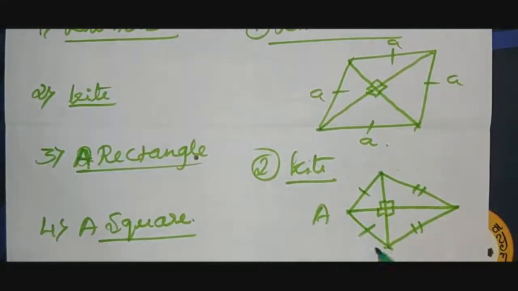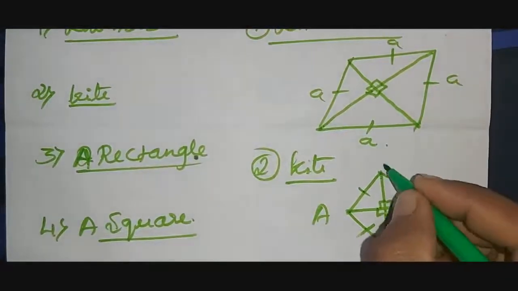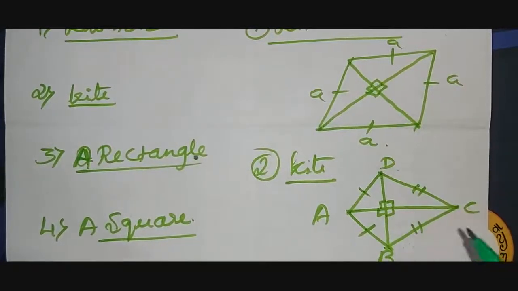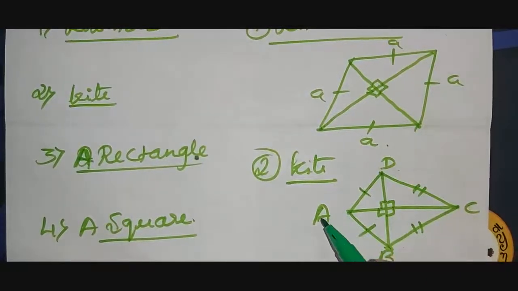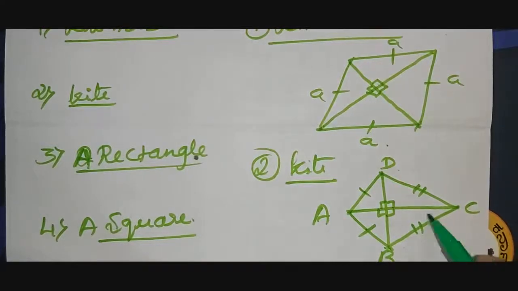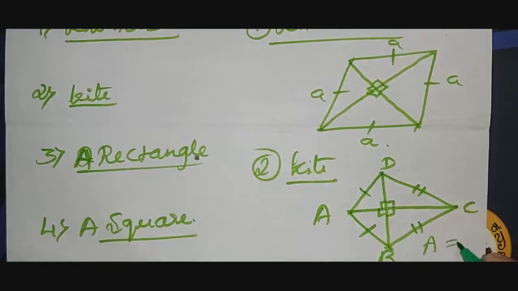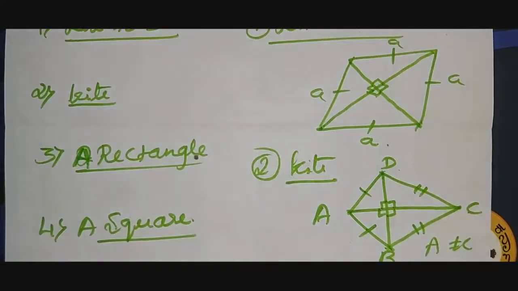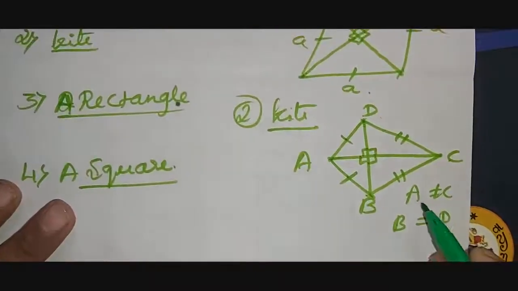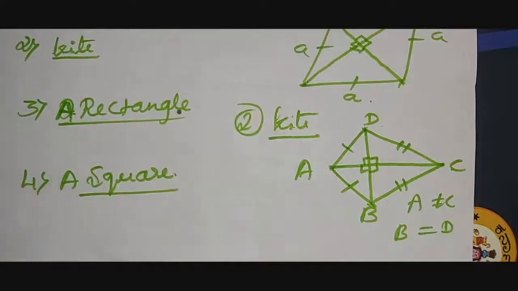Also in this figure, for example, I will mention the names A, B, C and D. See here, angle B is equal to angle D, and angle A is not equal to angle C, right? Very important. A is not equal to C, but B is equal to D. Different: B is equal to D and A is not equal to C.